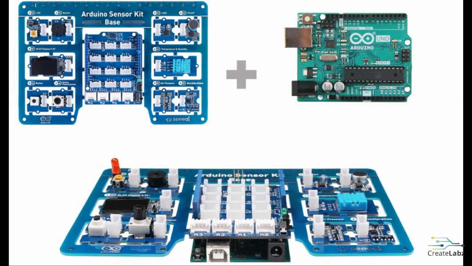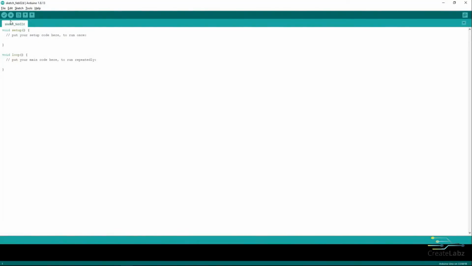First things first, prepare your Arduino Sensor Kit and connect it to your Arduino Uno. Then, connect your Arduino Uno to your computer using the Arduino's USB cable. Open your Arduino IDE and proceed to create a new sketch. Then, we will include the Arduino Sensor Kit library.